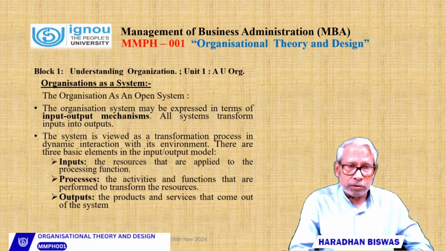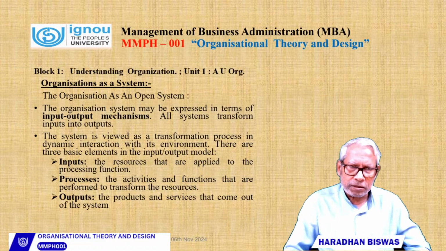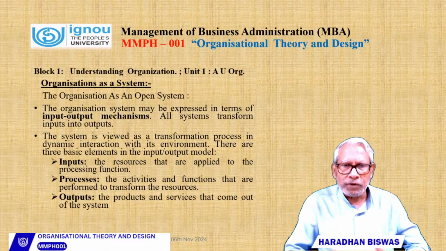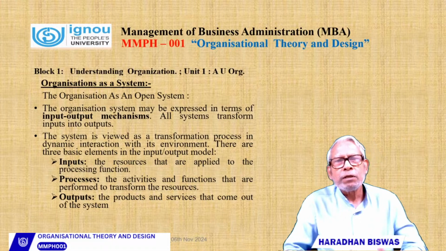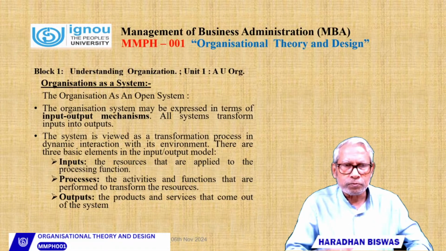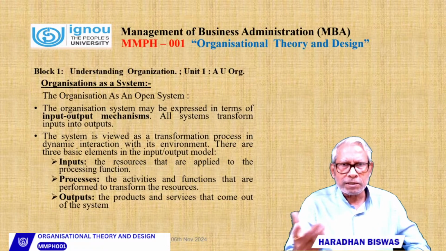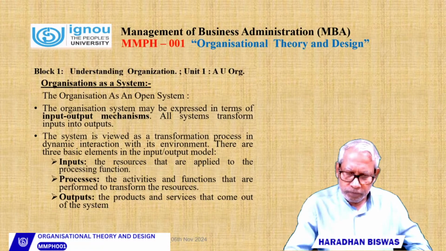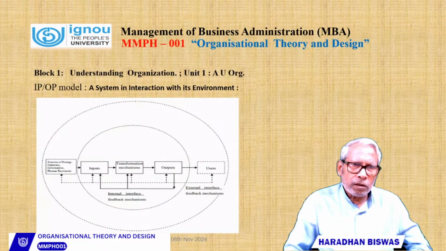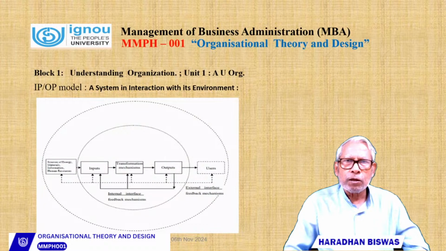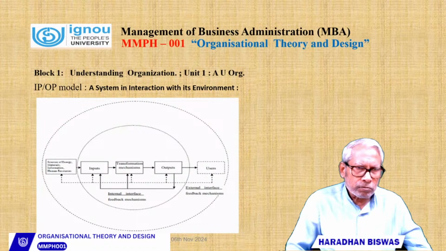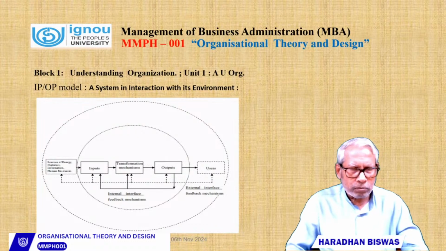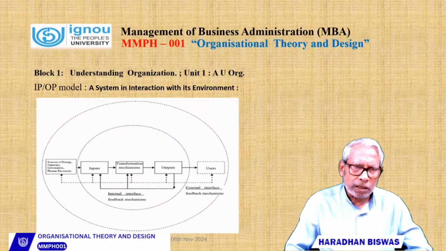Output is basically products and services. Processing is the activities and functions that are performed to transform the resources into a different shape, for different purposes, as per the design. Now from this diagram, the environmental diagram, showing system interactions with the environment, you see it is an almost similar type of diagram.